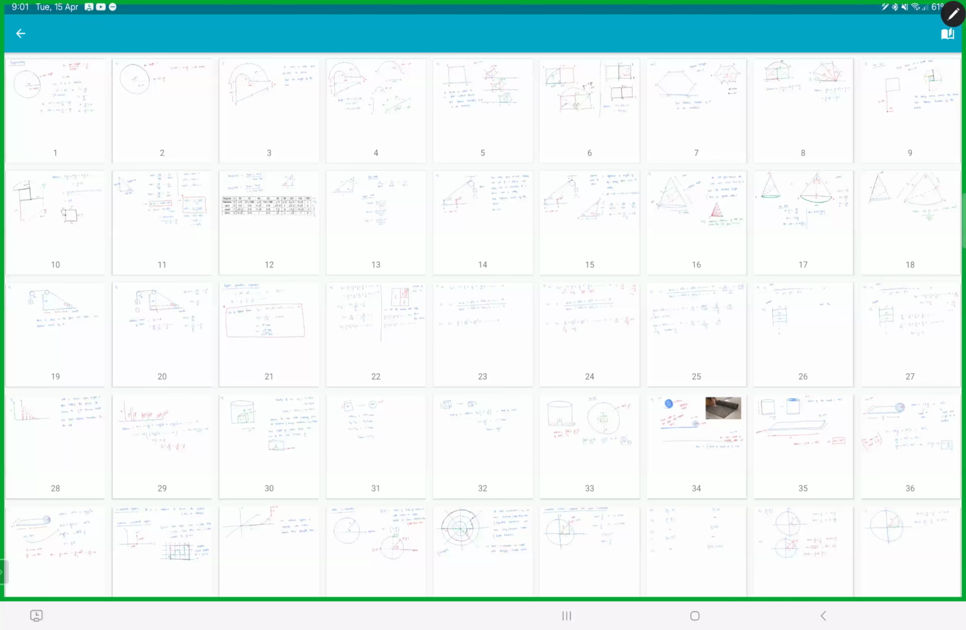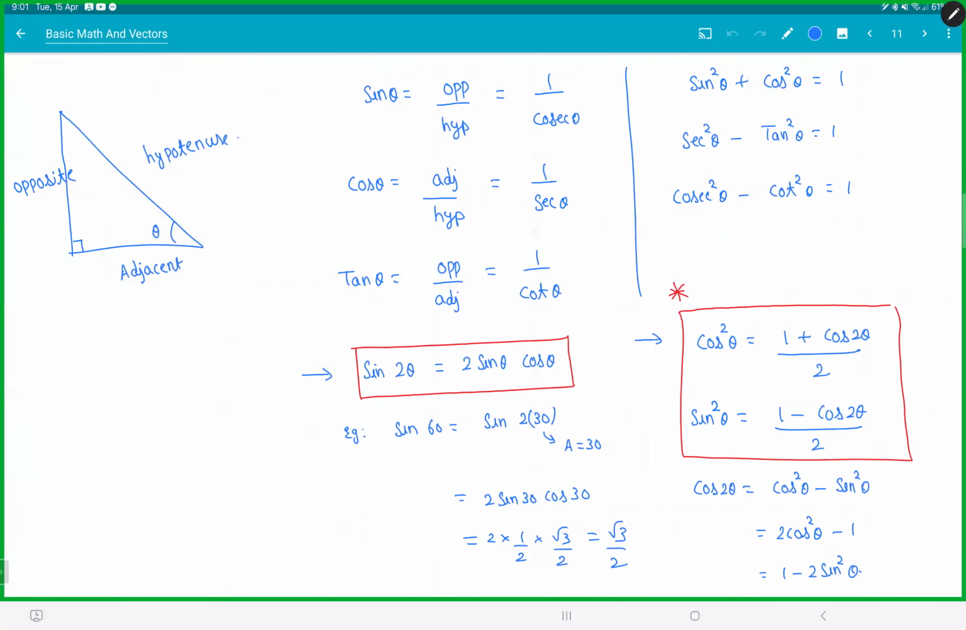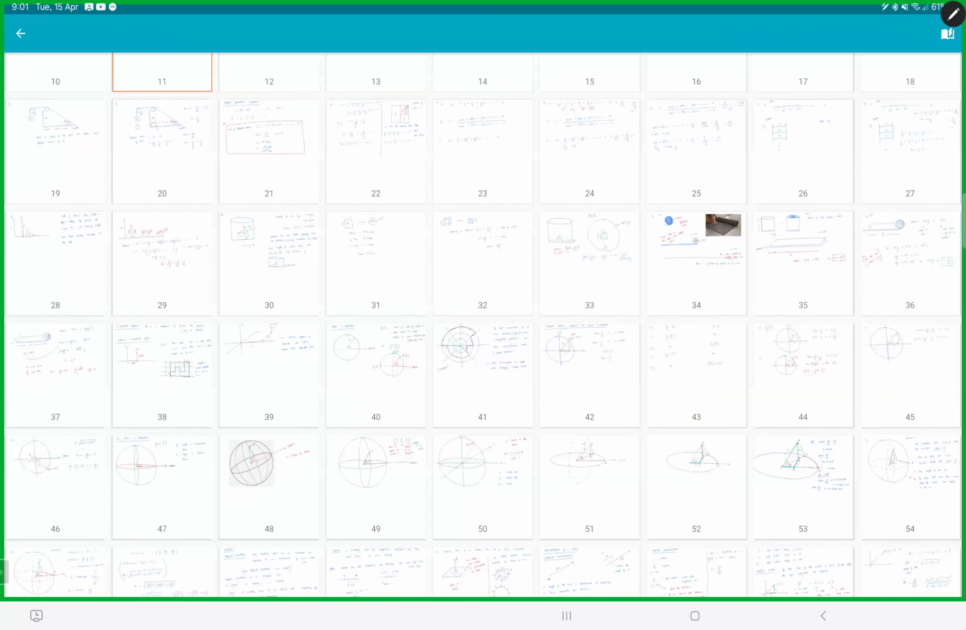The hint is here in this page. See. Understood. And I told you it will come.